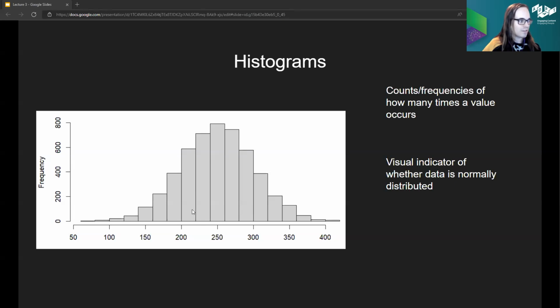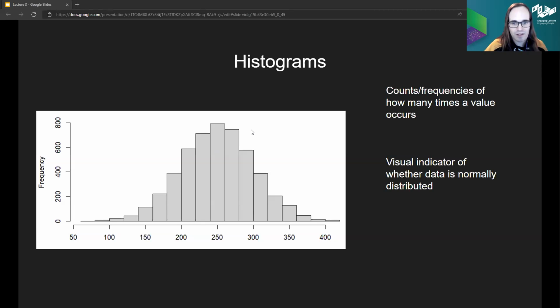So this first one's 200 to 220, this one's 220 to 240, this one's 240 to 260. And I say that it has about 800 people that used it that much because this bar goes up to a height of 800. That's pretty much all the histogram's telling you. It's telling you which values occurred and how often each value occurred.